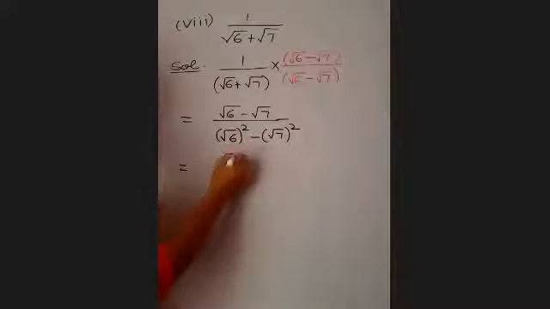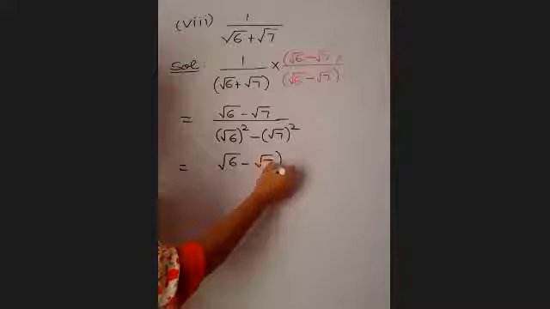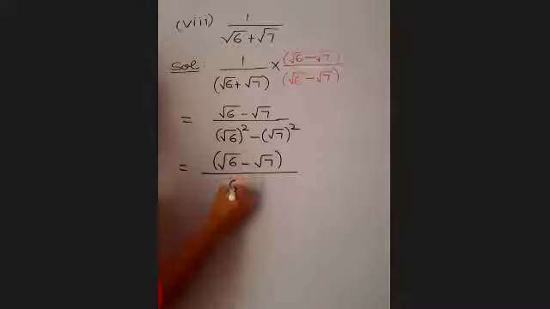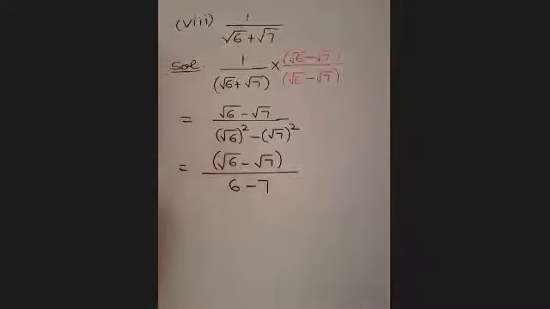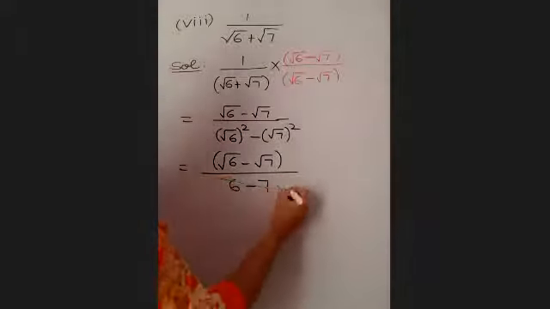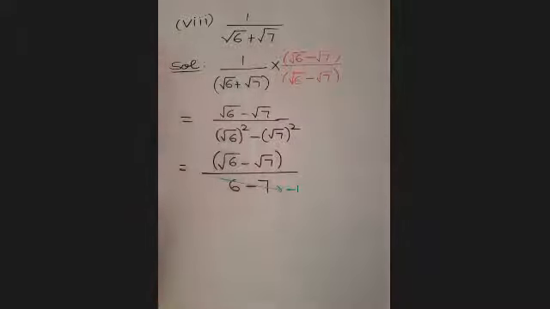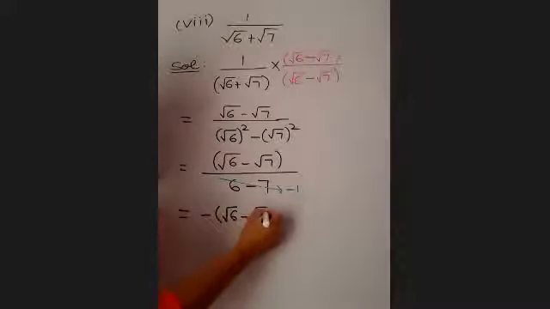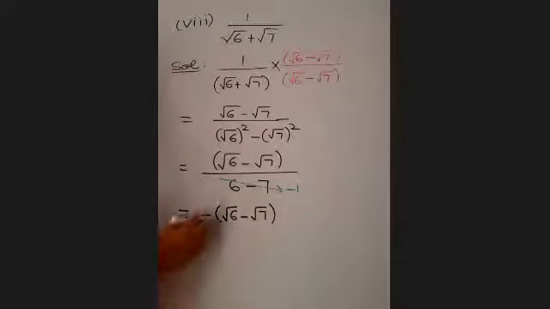Now it is root 6 minus root 7 in the numerator. Denominator, we have 6 minus 7. Again, 6 minus 7 is what? Minus 1. And as we cannot leave it in a negative denominator, we will shift the negative sign to the numerator, and make sure, children, that the bracket is there.